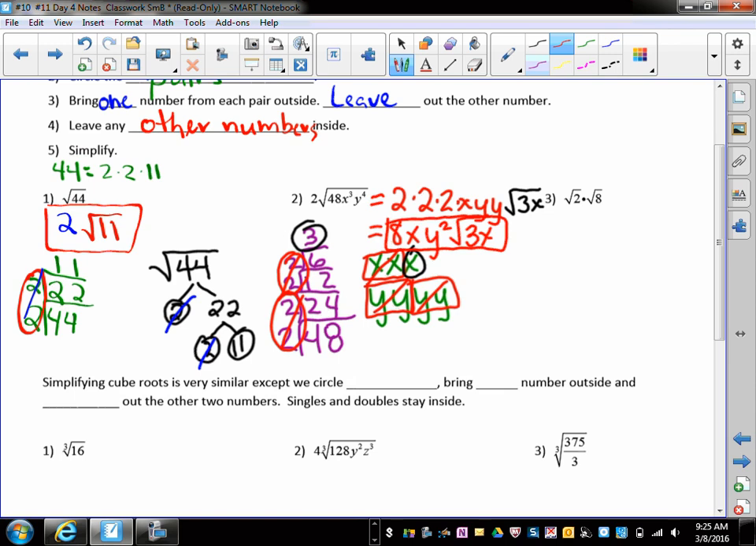So again, we break it down. Look for pairs, pull it out. Pair, pull it out. Pair, pull it out. And then simplify. Alright, questions on number 2? Alright, let's do number 3 together.